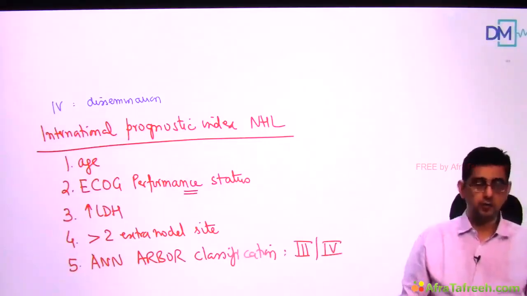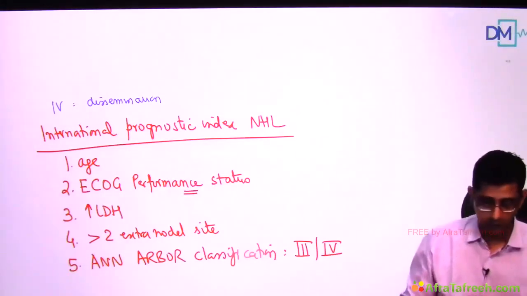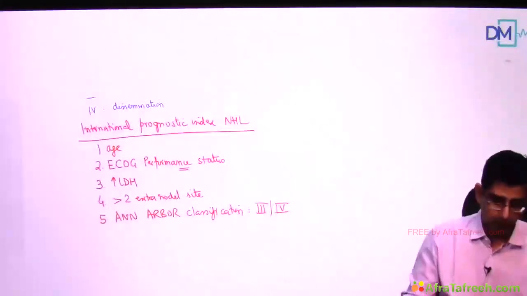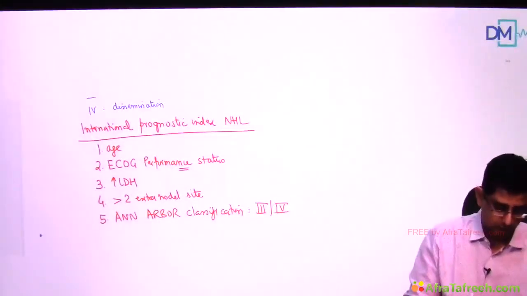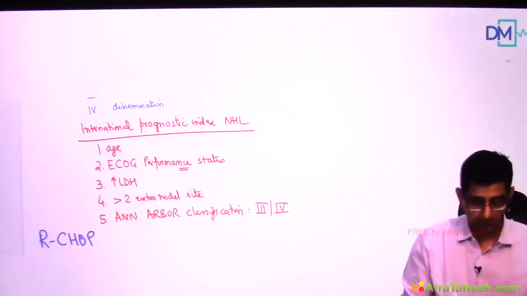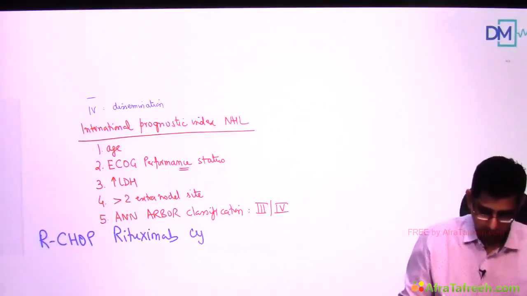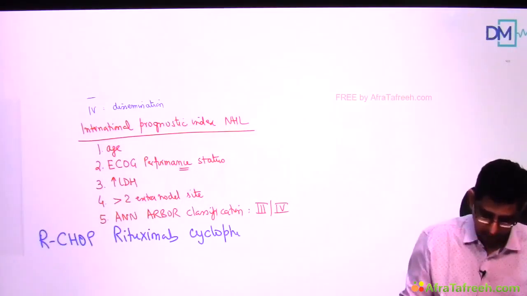So the prognostic index in non-Hodgkin's lymphoma takes into consideration the following parameters, which are to be remembered MCQ wise. And if they ask what is the treatment for this condition, the chemotherapy of choice is R-CHOP. In R-CHOP, we shall be using rituximab. Then we shall be using cyclophosphamide. That's an alkylating agent.